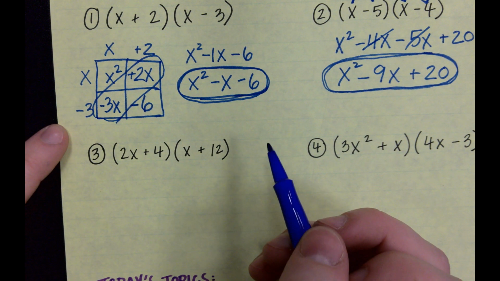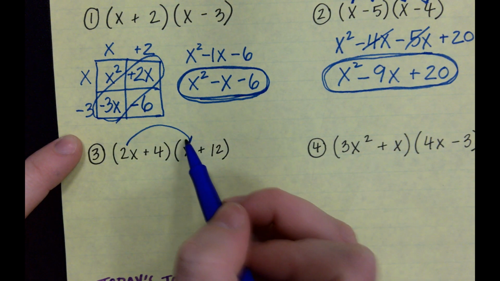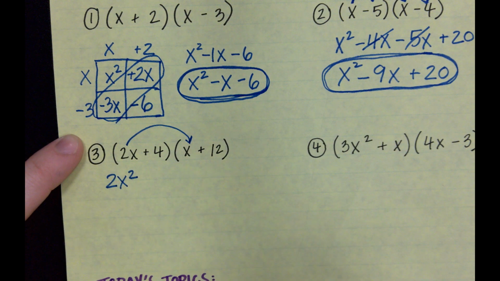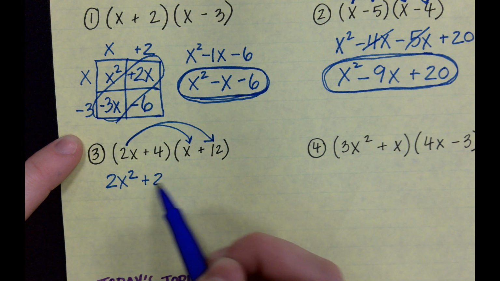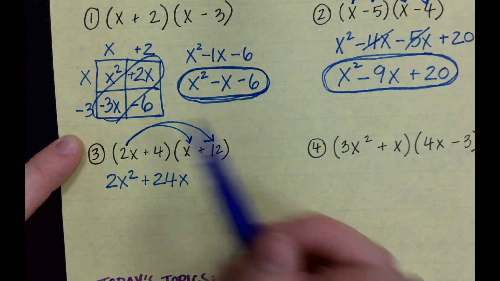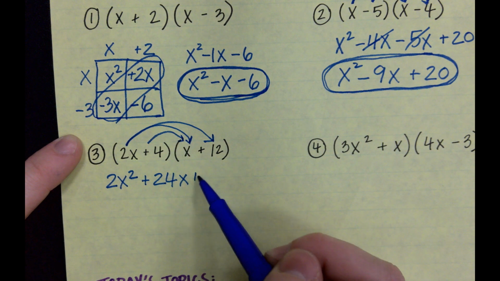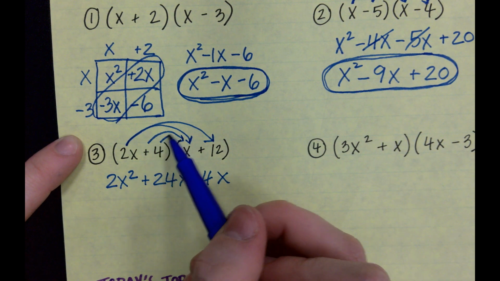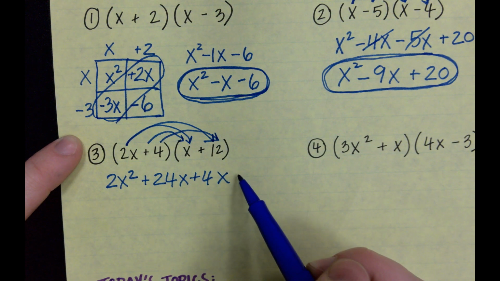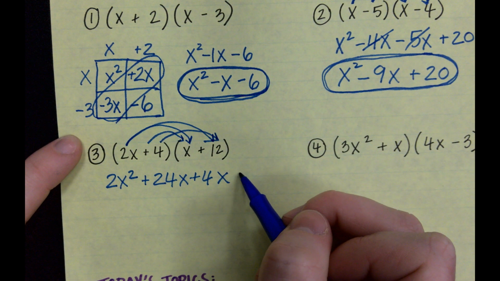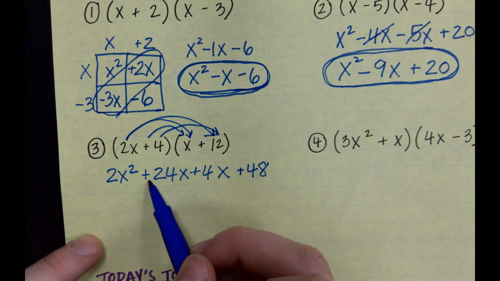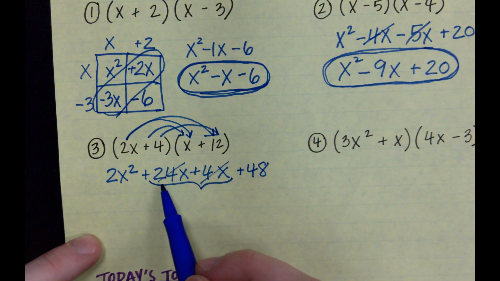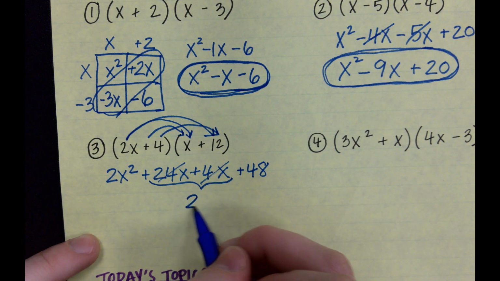I did the FOIL method. 2x times x gives me 2x squared. Perfect. 2x squared. Then what'd you do? 2x times 12 gives me plus 24x. Good. Plus 24x. Then what? 4 times x gives me 4x. Good. Plus 4x. And last but not least, 4 times 12 gives me 48. Say that again. 48. Perfect. 48. So you got this far. What'd you do next? I put 24 plus 4 gives me plus 28x. Good. 24x plus 4x is 28x.